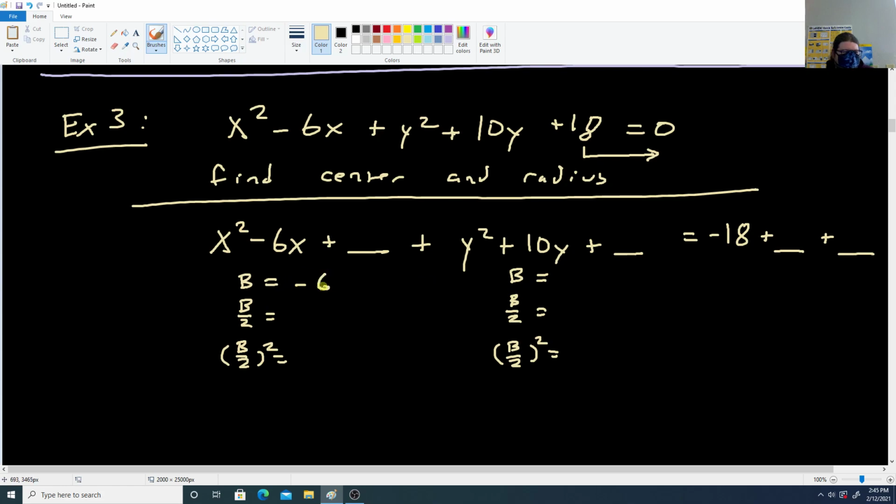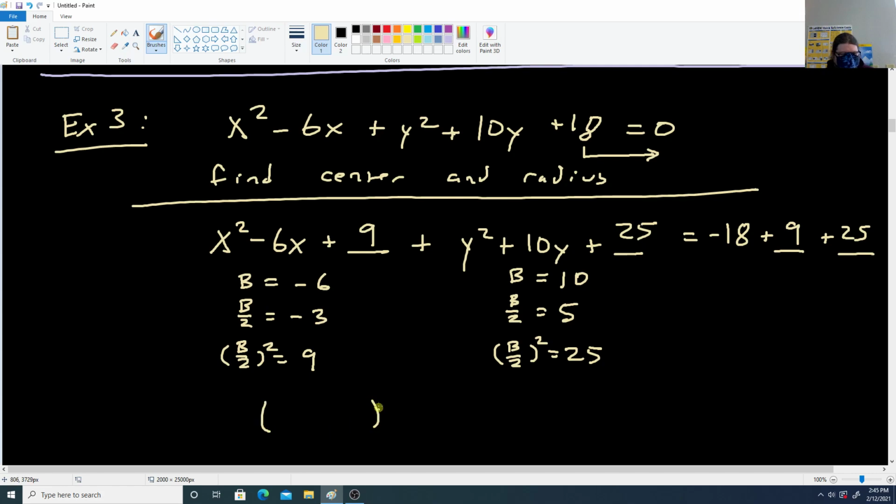So for the x's, b is negative 6. Negative 6 cut in half is negative 3. Negative 3 squared is 9. So I put 9 in for x's blanks. For the y, b is 10. 10 divided by 2 is 5. 5 squared is 25, so we put 25 in for the blanks for the y's.